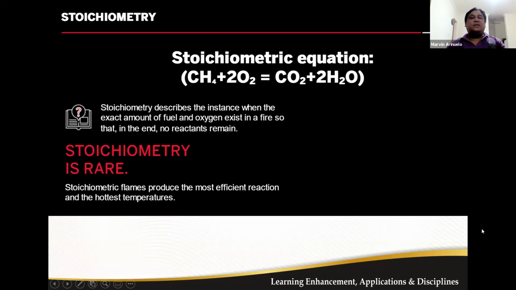So if you can see this, guys, it is just a chemical balance equation: CH4 plus 2O2 will produce CO2 and 2H2O. So it's just a chemical balance equation, which we call the stoichiometric equation. And this equation produces the most efficient reaction and the hottest temperature of fire.